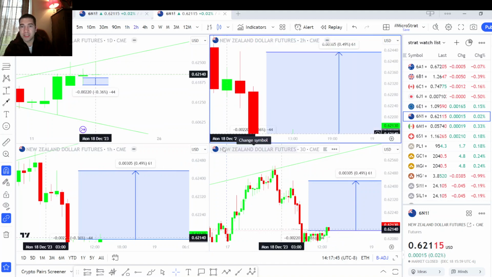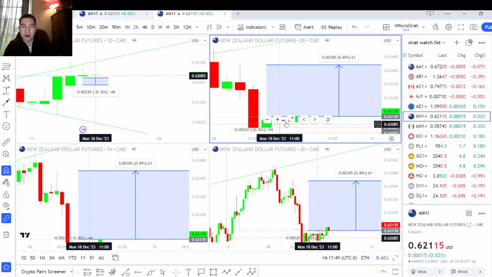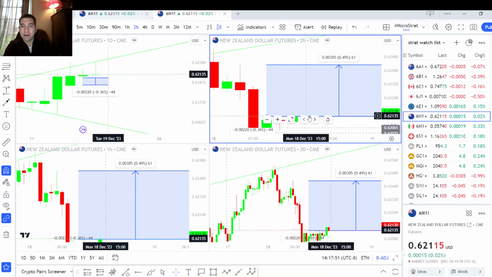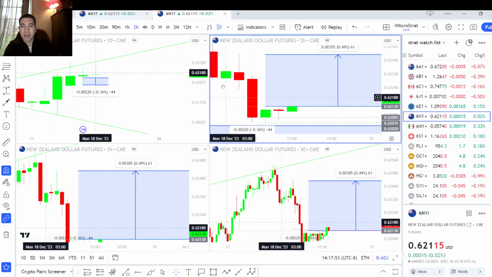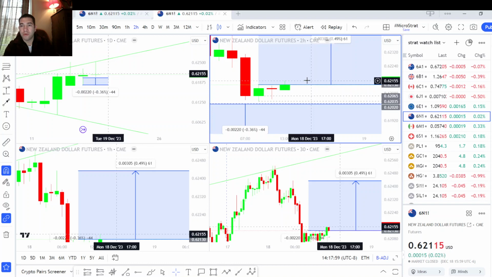Well, we could see that a little bit cleaner on the 2 hour chart. It's this bar that we're looking to break out of right here. And it's pulled back a little bit, but nothing to be too worried about. We'll just look for the continuation trade right here, above 62,155.